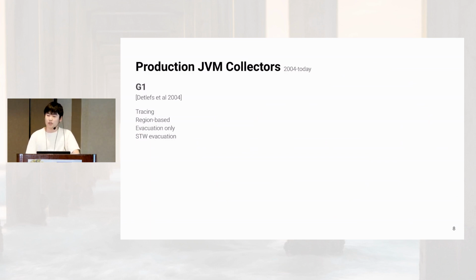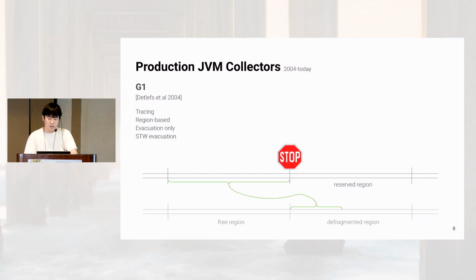So let's do a quick overview here. First, G1 is the default garbage collector in OpenJDK, and it is designed to optimize for pause time. And it has 4 high-level key features: tracing, region-based, evacuation only, and stop-the-world evacuation. And for this stop-the-world region-based evacuation, G1 pauses and copies live objects in those fragmented regions and moves them to the reserved empty regions.